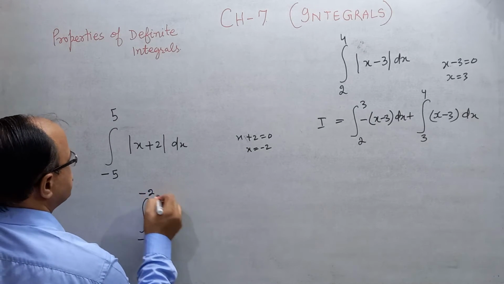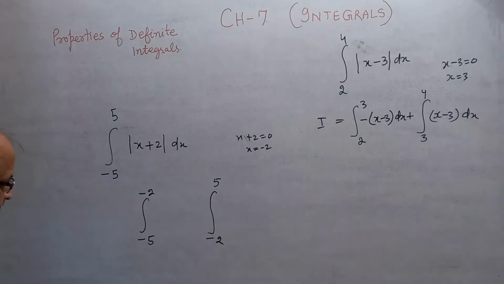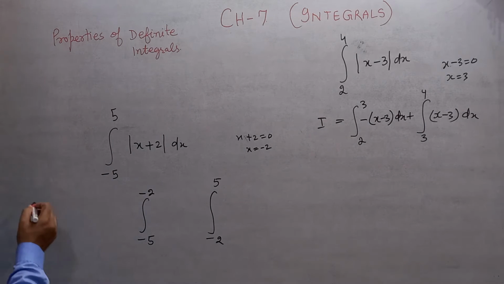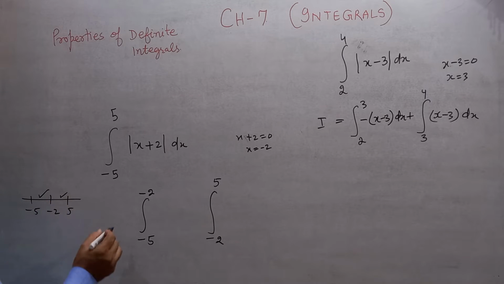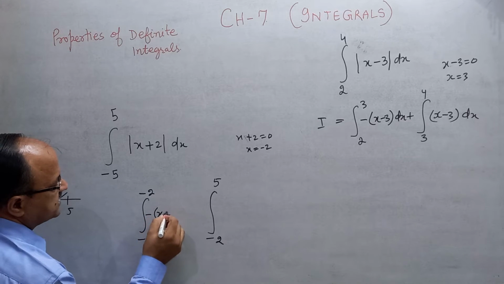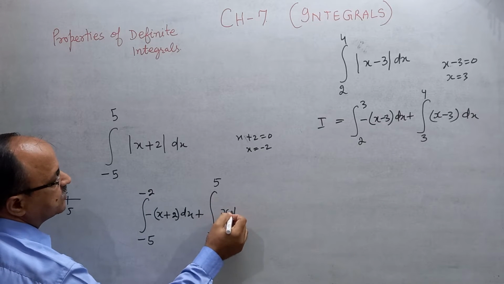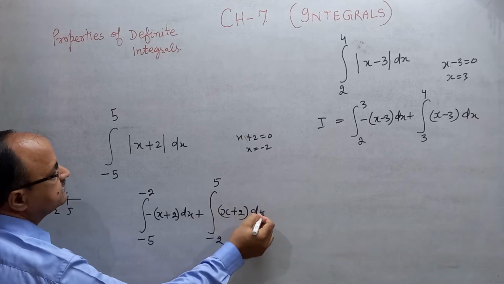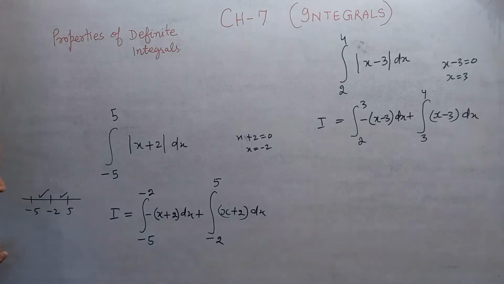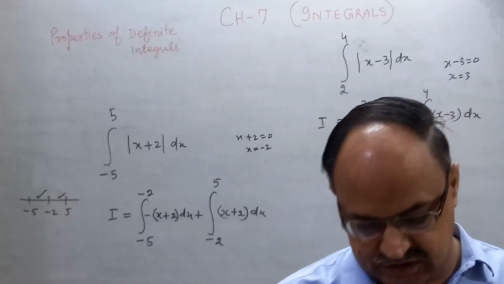You can write like this: minus 5 to minus 2 and minus 2 to 5. Minus 5 to 5 is our limit, and minus 2 is the turning point. In the left hand side, write the negative of this function, minus x plus 2 dx, plus, in the right hand side, write the positive function. Correct? Property number P2 is clear.